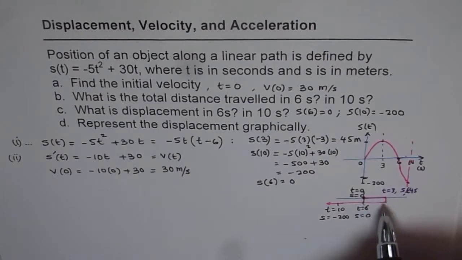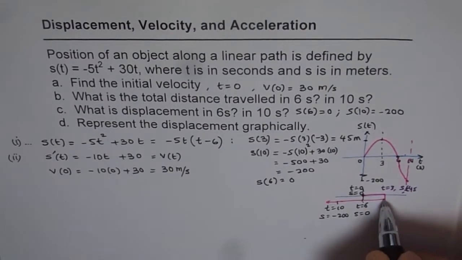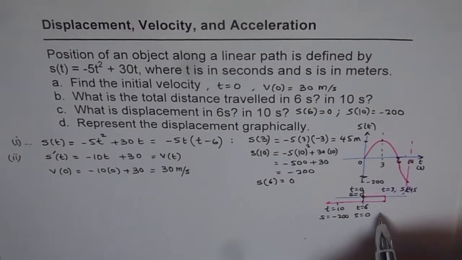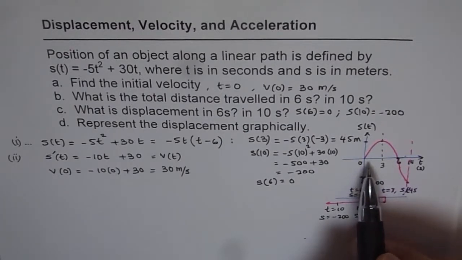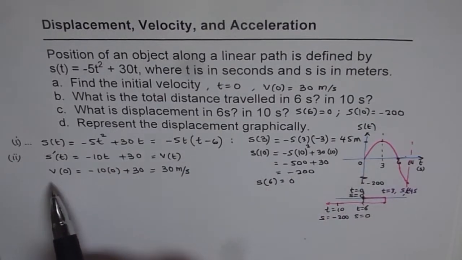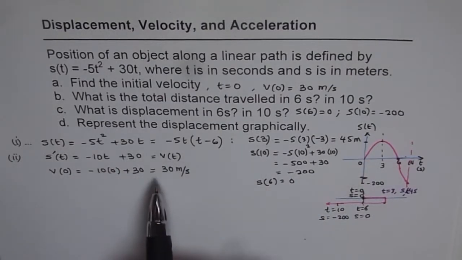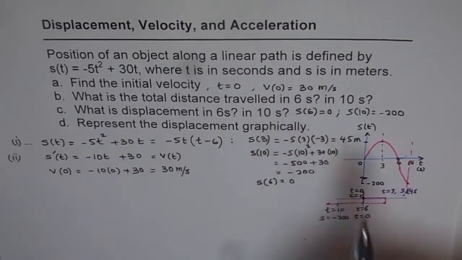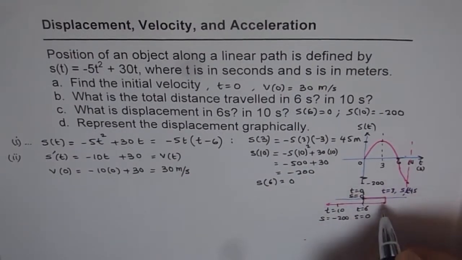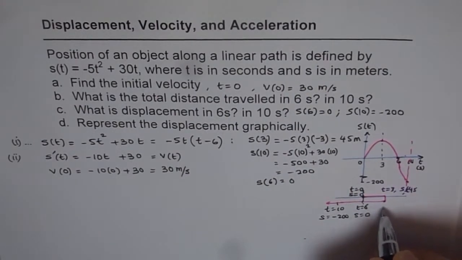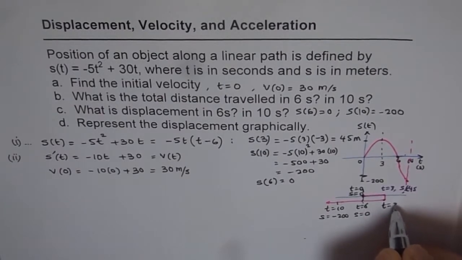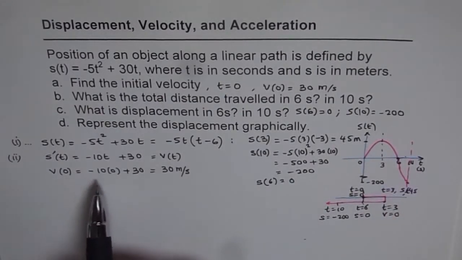When an object turns, what happens to velocity? At this time, the velocity is 0. Do you see that? At this time, the velocity is 0. Velocity was 30 meters per second initially when we started, but at this point we find the turning point. So at t equals 3, we have velocity equals 0 also, right? Which you can check with your equation.